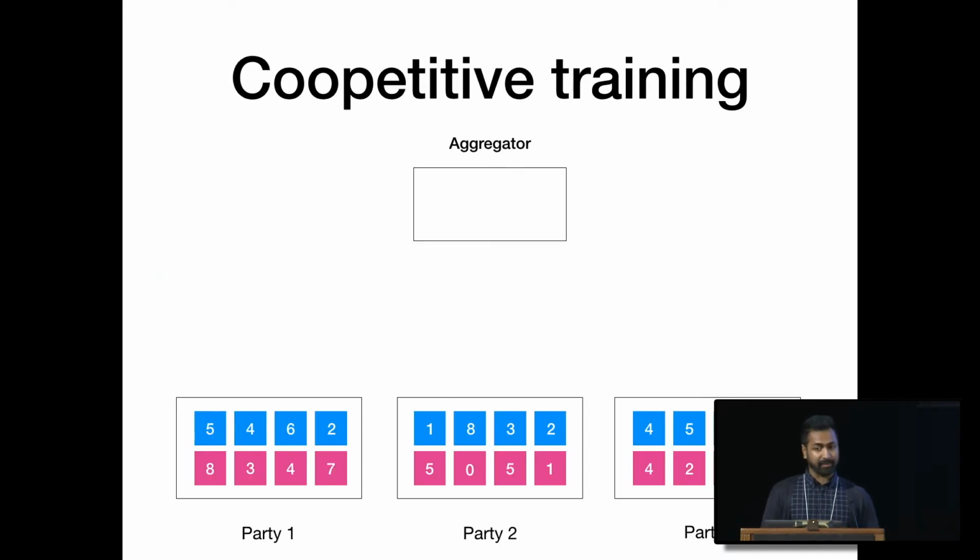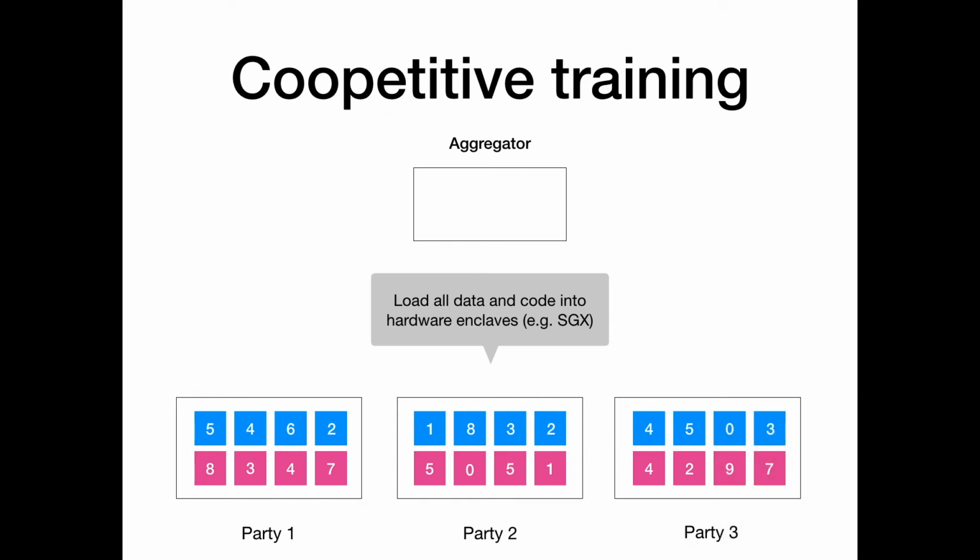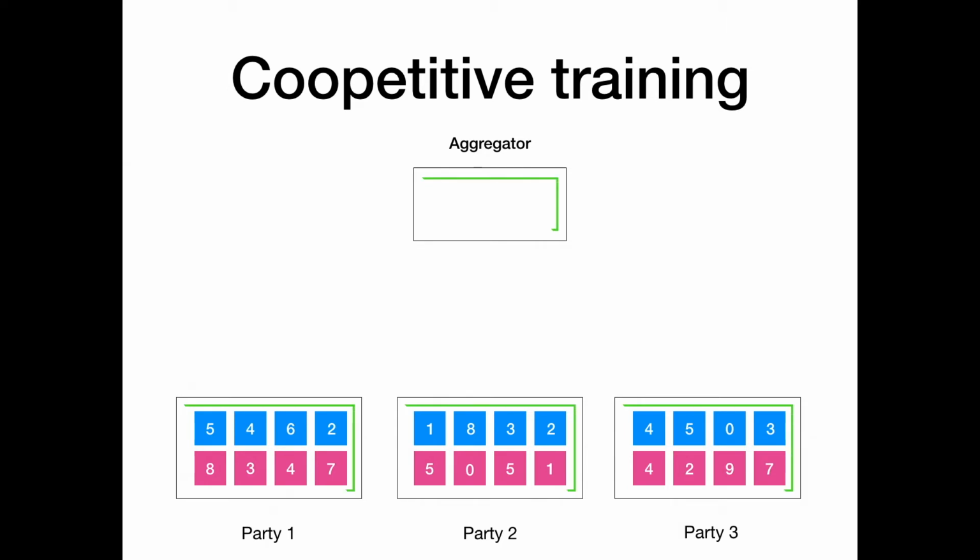So to solve these problems, one can train a model in the coopetitive paradigm. What we will do to make XGBoost coopetitive is to load all the data and the code that runs on these machines into hardware enclaves, for example, SGX. Raluca introduced enclaves in her talk, but essentially they're just secure regions of memory within which you can place your sensitive data and code. So now, when the aggregator trains the model, it is also trained within the hardware enclave.